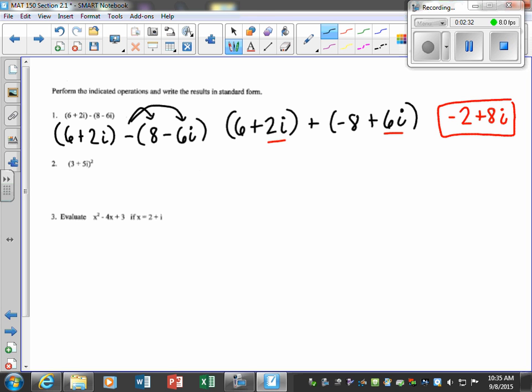So this is going to be a fairly simple process. This one, it's hard to see these, so I'm going to rewrite them. And we want to square that, so this is squared. So let's just write this twice, and what are we going to do with this? FOIL it out, yes. So take a minute, FOIL it out, and then we want to simplify this as far as it can go.